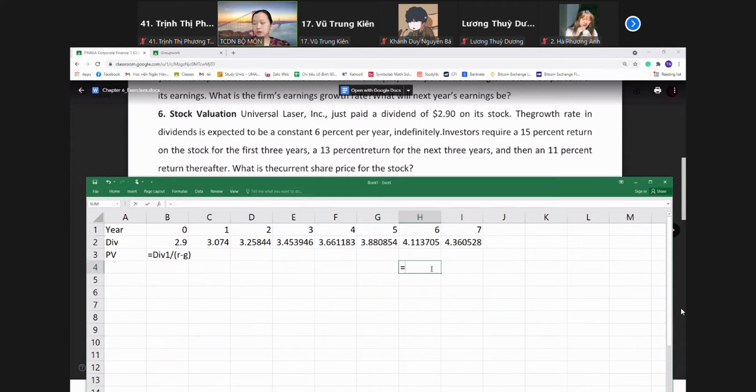Okay, that's great. So right here, we're going to have the price in year 6. The price in year 6 will be equal to dividend in year 7 divided by the rate of return minus the growth rate in dividend. So what is the dividend that you use right here? We use 2.9 multiplied by 1.06.